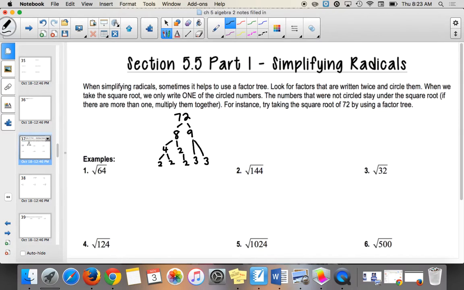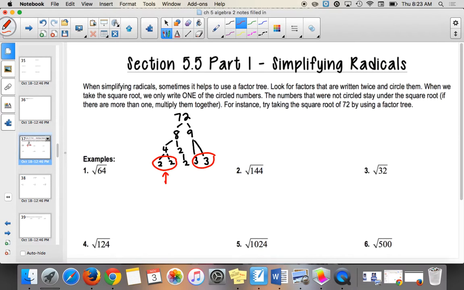What a square root asks is for you to find pairs of factors. So if I circle the pairs, I have two 2's and two 3's, and then I have another 2 that's all by itself. Let's think about this. What is 2 times 2? 4. What's the square root of 4? 2. So when I take the square root of one of those pairs, I'm left with only a single thing, right? Instead of having 2 times 2, I just have one of the 2's.